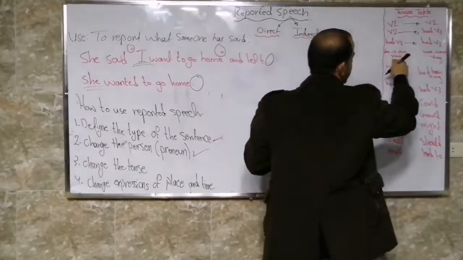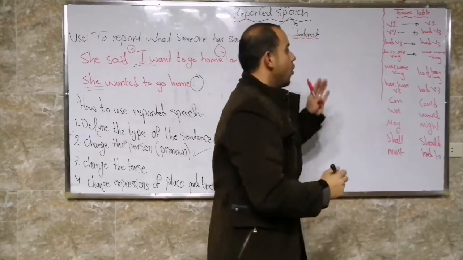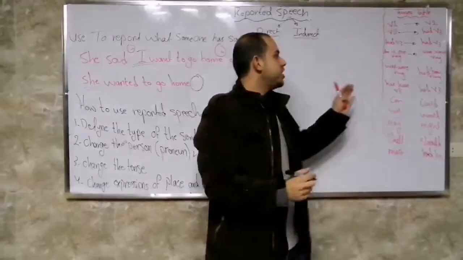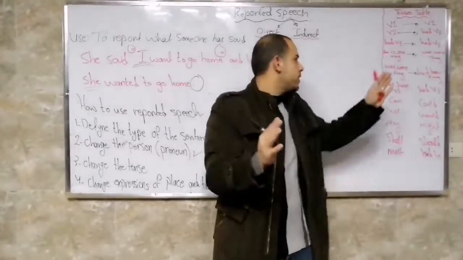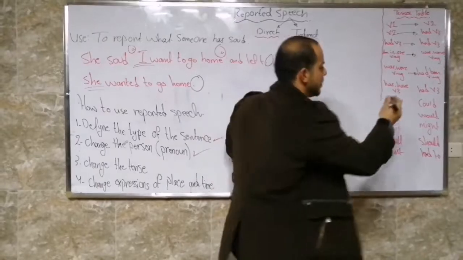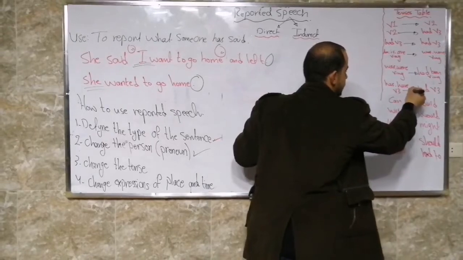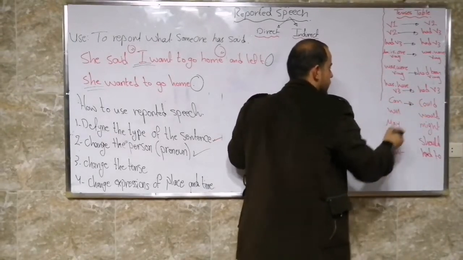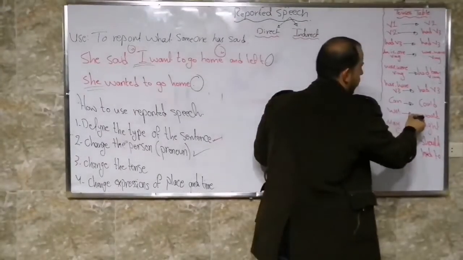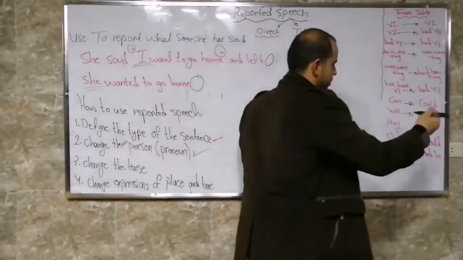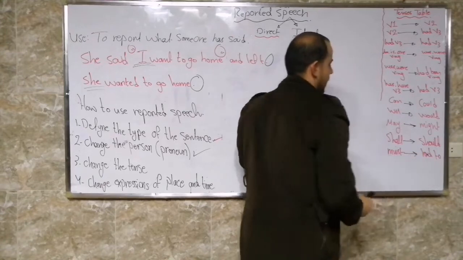Am, is, are plus verb-ing becomes was, were, and verb-ing. Was, were with verb-ing changes to had been verb-ing. The past form of has and have is had, so has and have plus verb 3 changes to had plus verb 3. Can changes to could, and could stays as it is. Will changes to would, and would stays as it is. May changes to might, and might is the same. Shall changes to should, and must changes to had to.